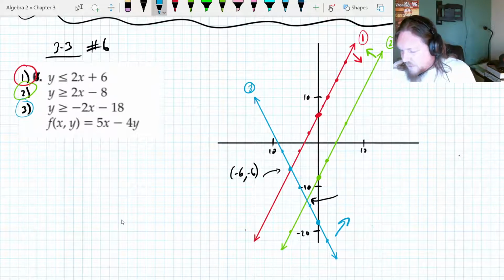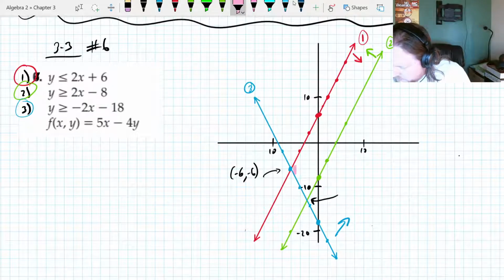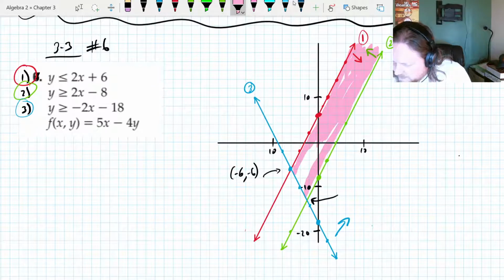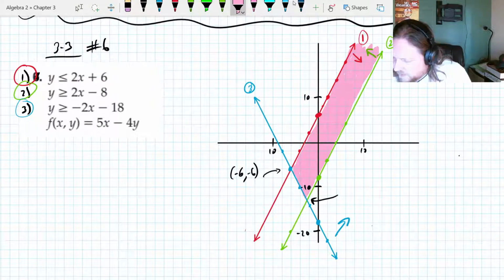So you can see above the blue line, in between the green and the red line, is our solution region. I forgot to shade that in. That's a pretty important step there. This is the solution region. It's where all the solutions to the system of inequalities are. But when it comes to finding the minimum and maximum with the optimization function, it's all about the vertices.